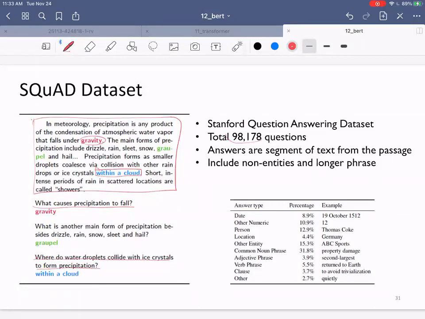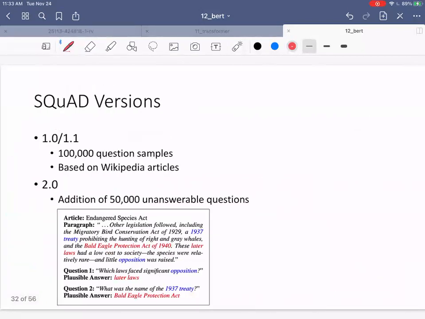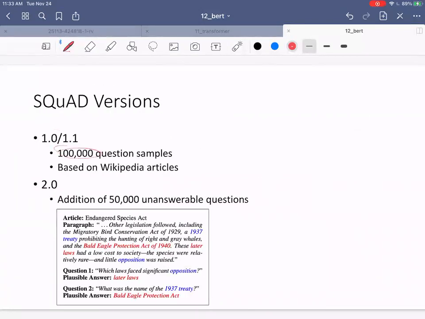It consists of about 100,000 questions, with various answer types. This is Squad 1.1. Squad 1.1 consists of 100,000 question samples based on Wikipedia articles. And they evolved this into 2.0, which has added 50,000 unanswerable questions. Unanswerable, so some questions are not answerable based on the text.